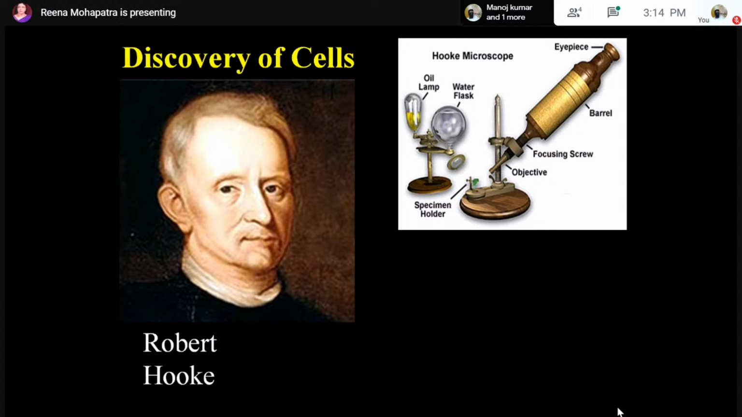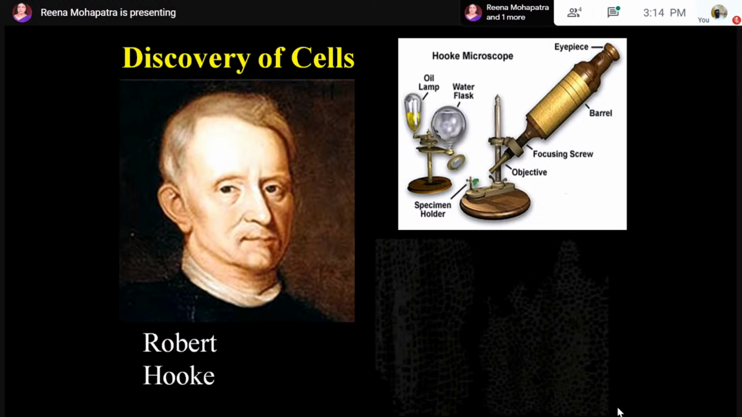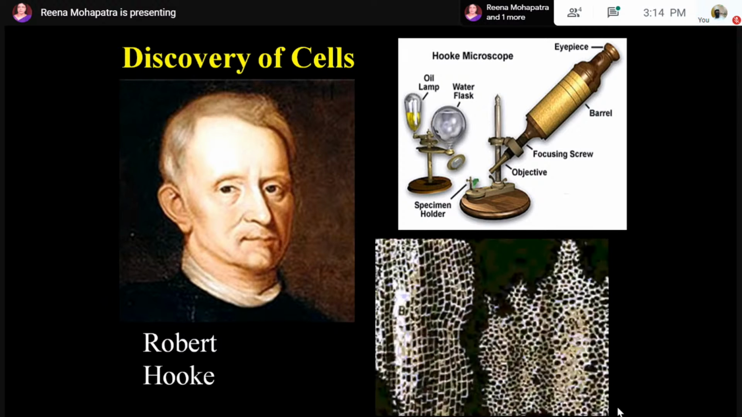So this way he had taken a thin piece of cork. All of you know cork is a plant product, and he observed it under his crude microscope. I'm sorry to say crude, because it is a very fundamental, very basic type of microscope. And what he observed, please look at the slide.